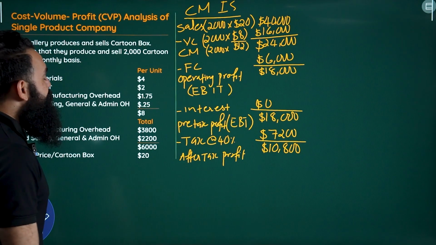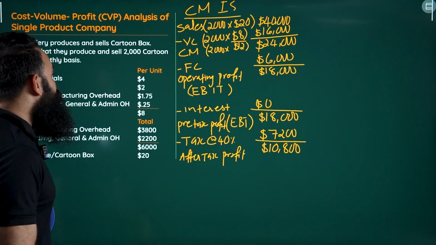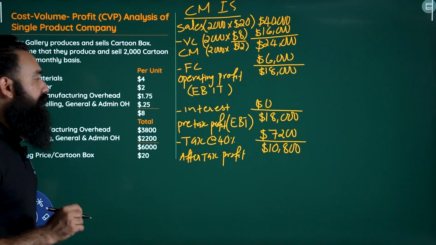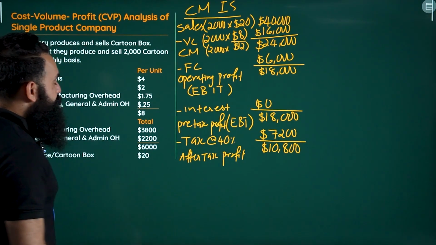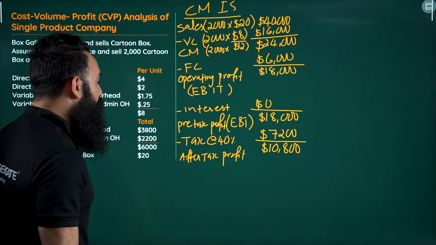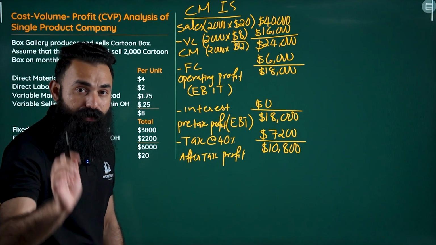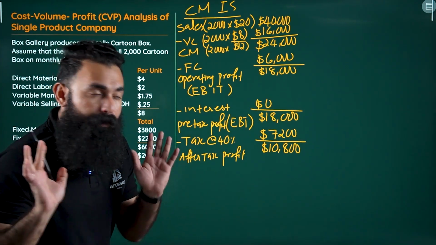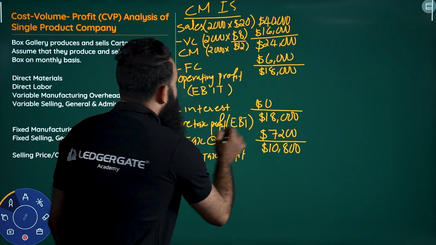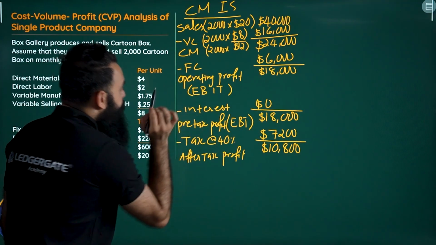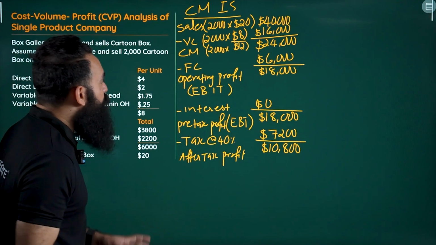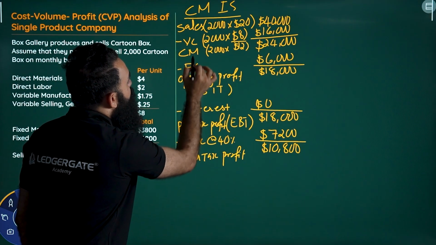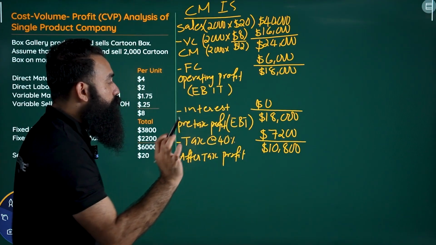But in CVP analysis, our first scope is to calculate the break-even point. What is the break-even point? Here, in this case, our company is running with a profit, right? That means a pre-tax profit of $18,000 and an after-tax profit of $10,800. Anyhow, we are in profit. Here we know that operating profit and pre-tax profit are the same. That's why from here onwards, when we deduct fixed cost from contribution margin, we call it pre-tax profit. No need to be confused.